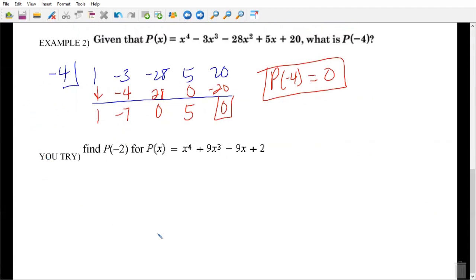I'm going to pause and give you a minute to do one on your own. All right, what was the first thing you noticed? We're missing our x squared. So when you're evaluating, negative 2 went in the house, and you had 1, 9, 0, negative 9, and 2.